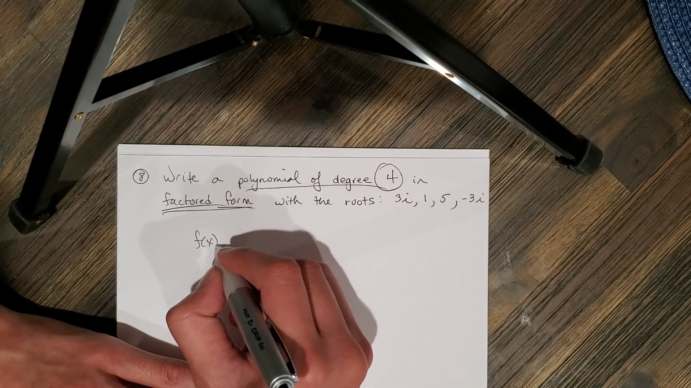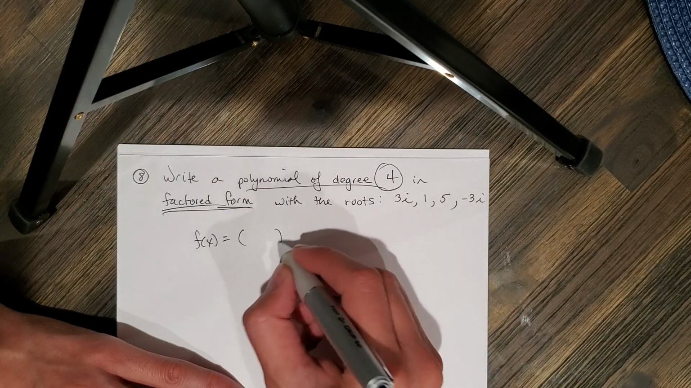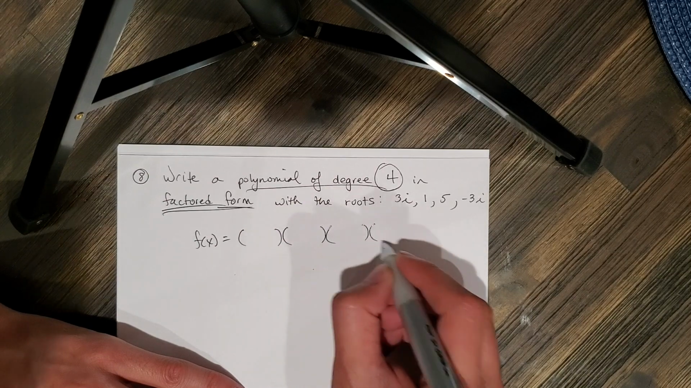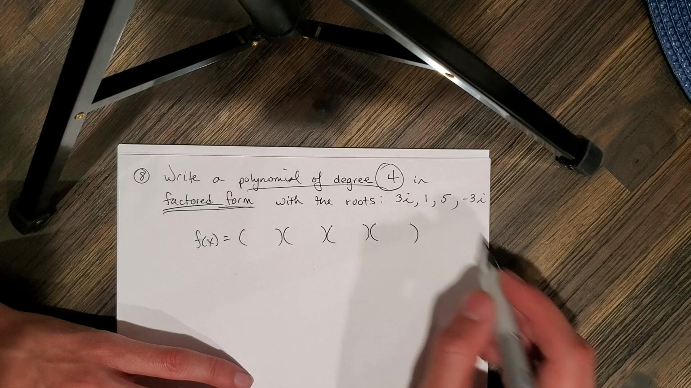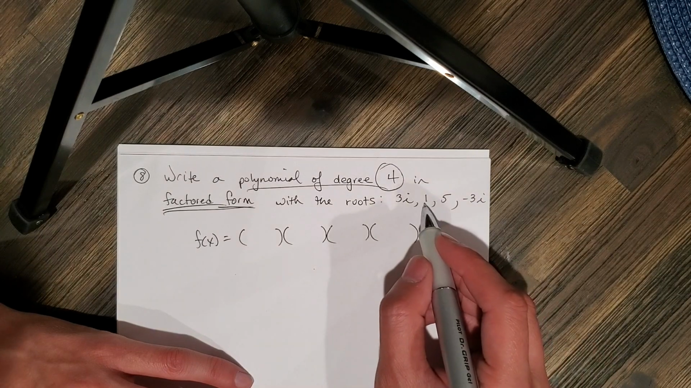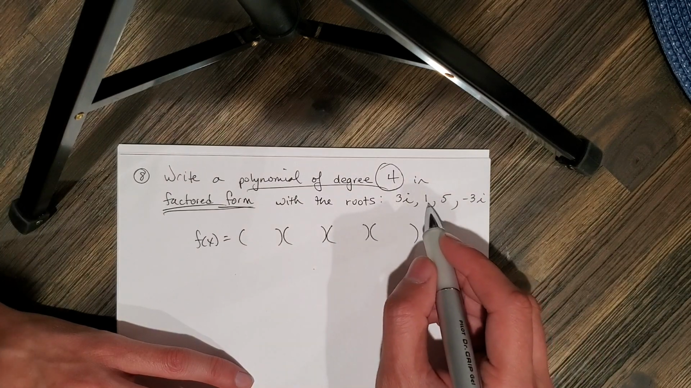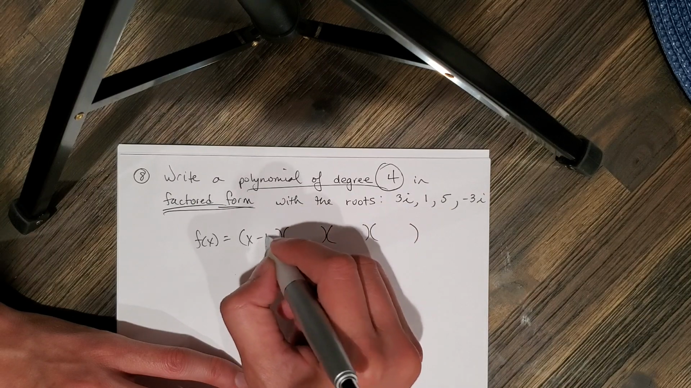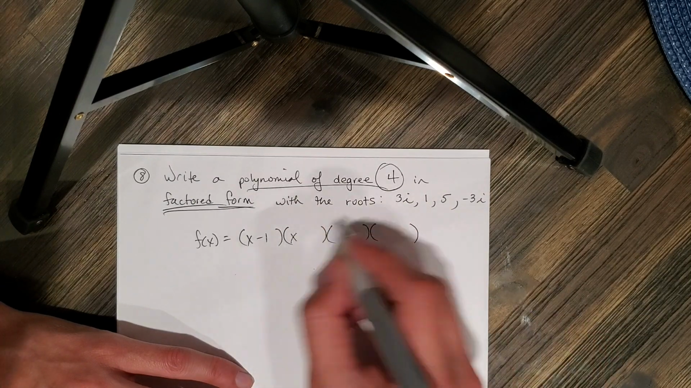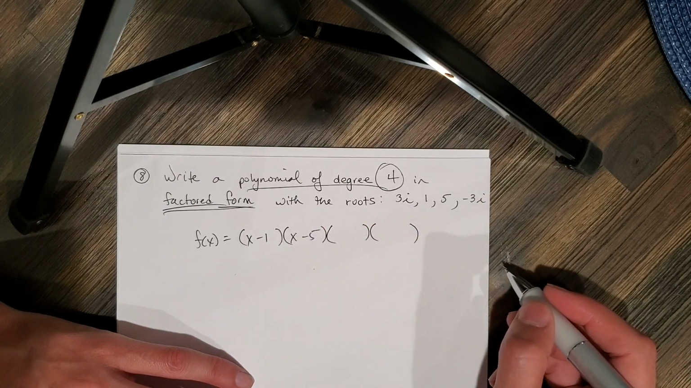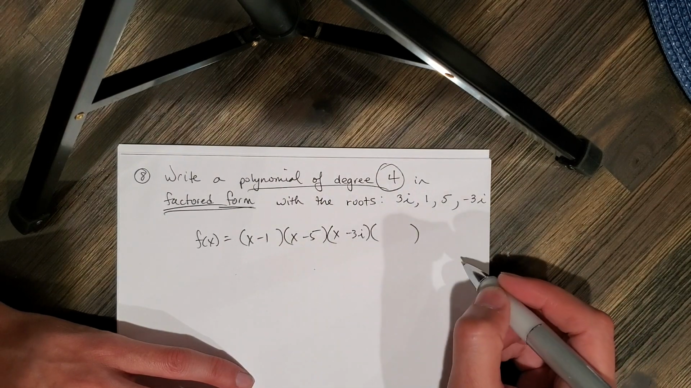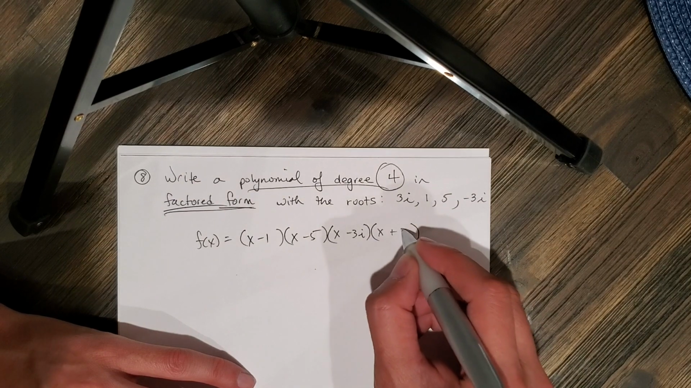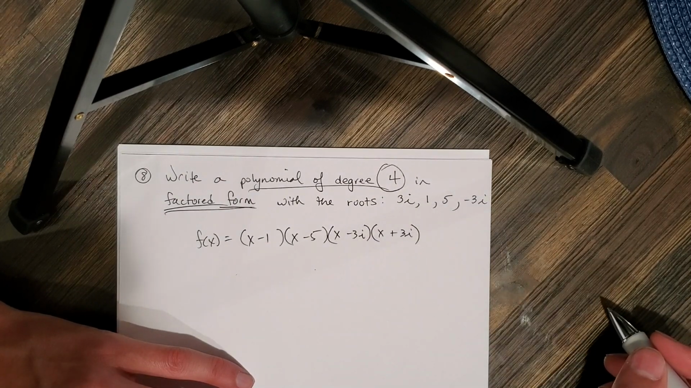In factored form, this is all we have to do here. f of x equals, and we put 4 factors. And then we're not going to go beyond this step. Once we fill in the parentheses, that's it. I'll start with the real number roots first. It'll be x minus 1, x minus 5, and then x minus 3i, and then x plus 3i.